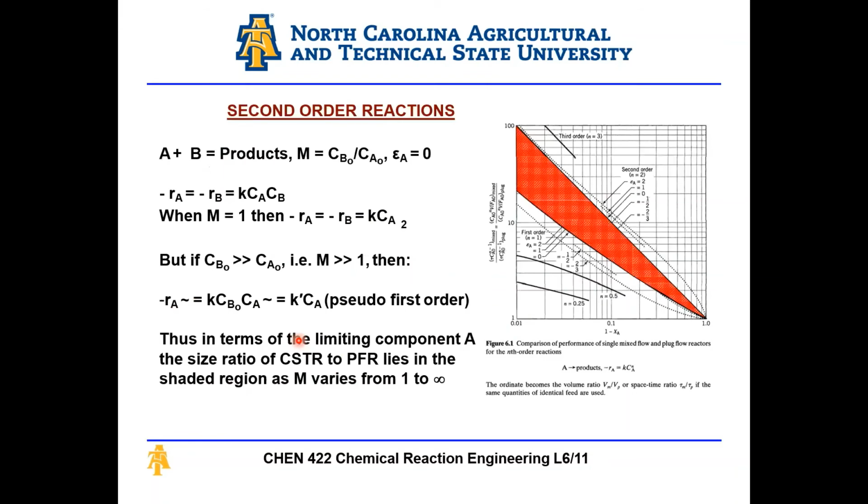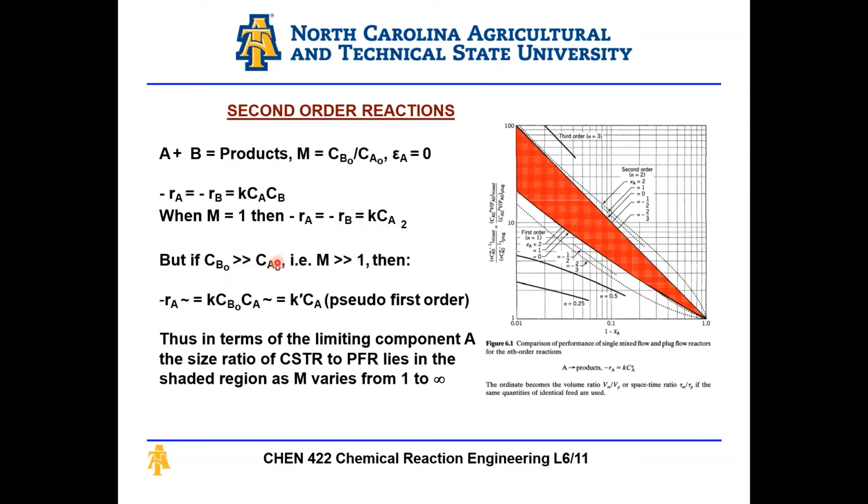Okay. And for the second order reaction, you can read the slide at your own pace and try to understand it, but let's go over it. A plus B, so for a second order reaction, I have A plus B going to products, and M equals CB naught divided by CA naught, and epsilon equals 0. This is the reaction rate. If M equals 1, then this is the kinetics. So I have two cases. When M equals 1, then minus RA is equal to minus RB is equal to k CA squared, basically. There's an error here.